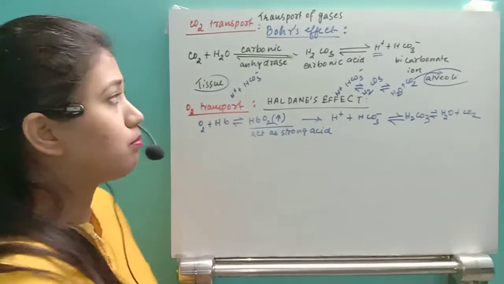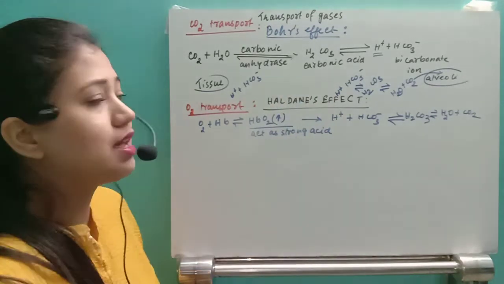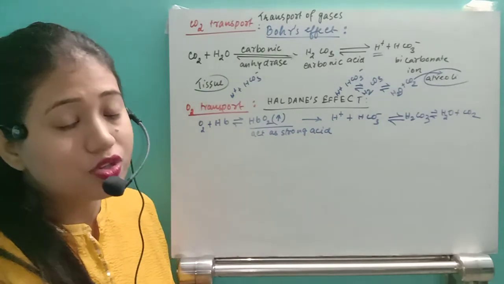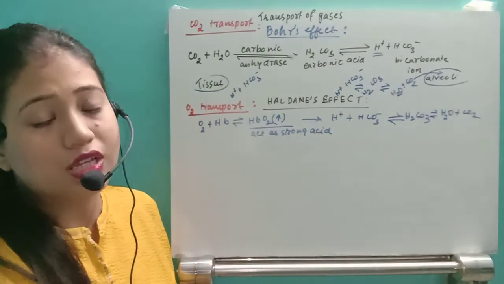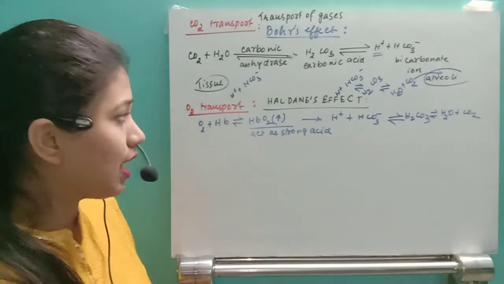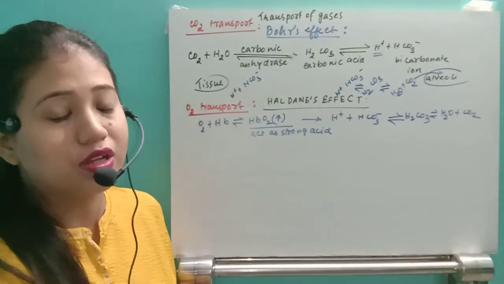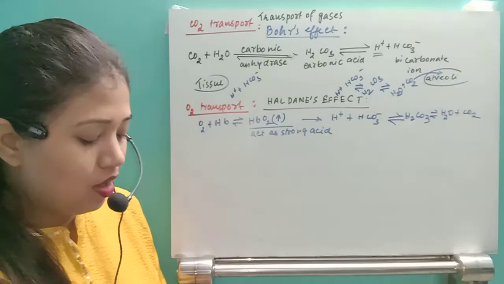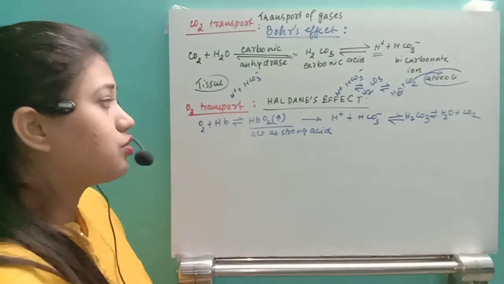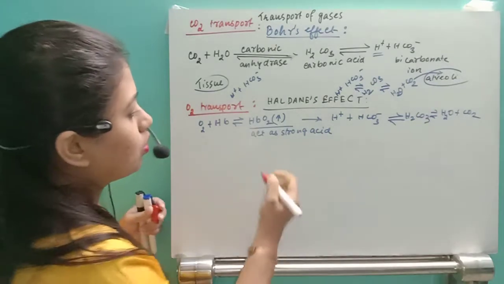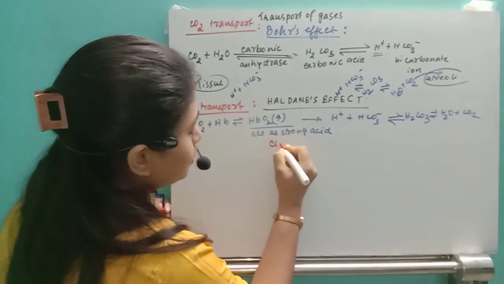So you have to remember the two effects. One is the Bohr effect, another is the Haldane's effect. Bohr's effect occurs during the transportation of carbon dioxide, and Haldane's effect occurs during the transportation of oxygen. We have another effect also, and what is that effect? That is called the chloride shift.